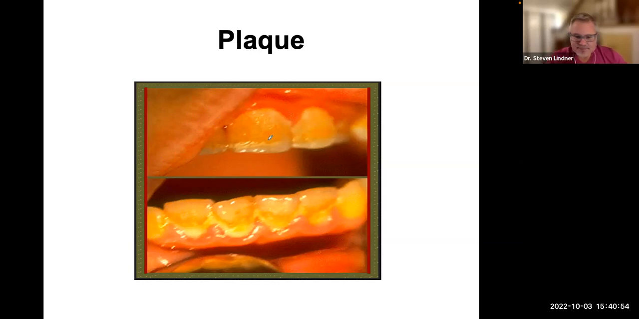If you have a healthy mouth, healthy teeth, healthy gums, that's a great indicator of a healthy body. When you have a mouth that isn't healthy, you have a body that is not healthy.